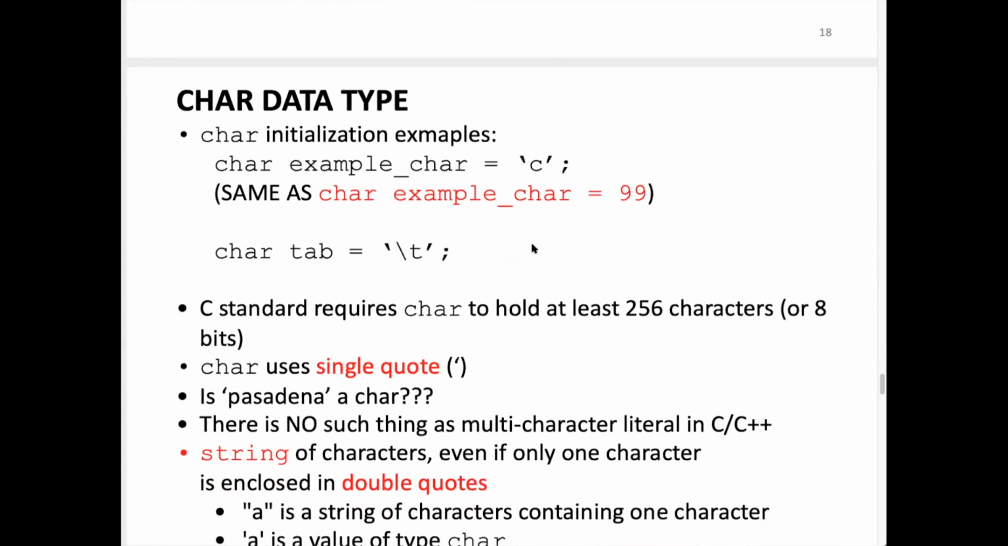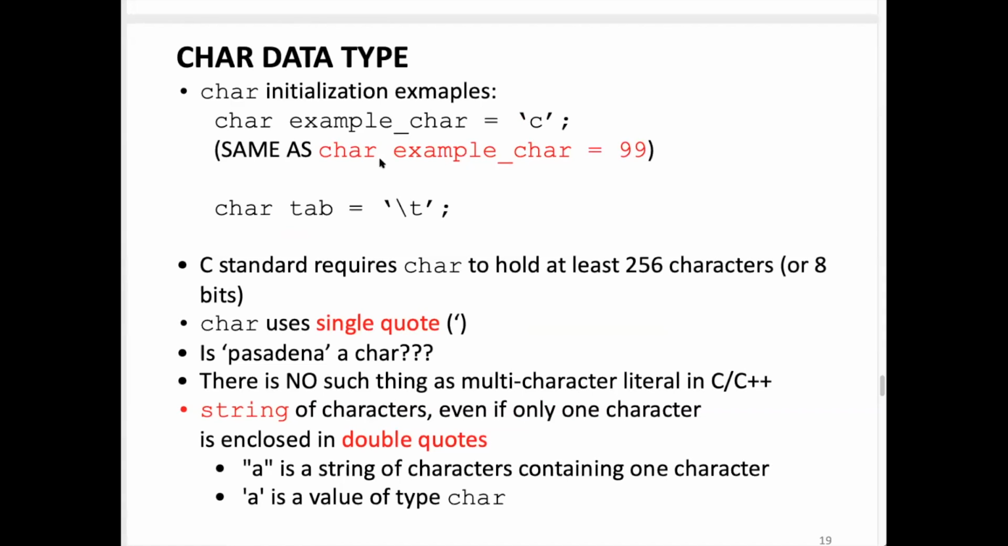Okay, some of the char data that we can have. Tab is represented, and this is all enclosed in a single quote. As you can see, this letter C also has a decimal value of 99 in the ASCII table. Sometimes you can do that too. Instead of saying char equals single quote C, you can say char equals 99. Same thing, same effect.